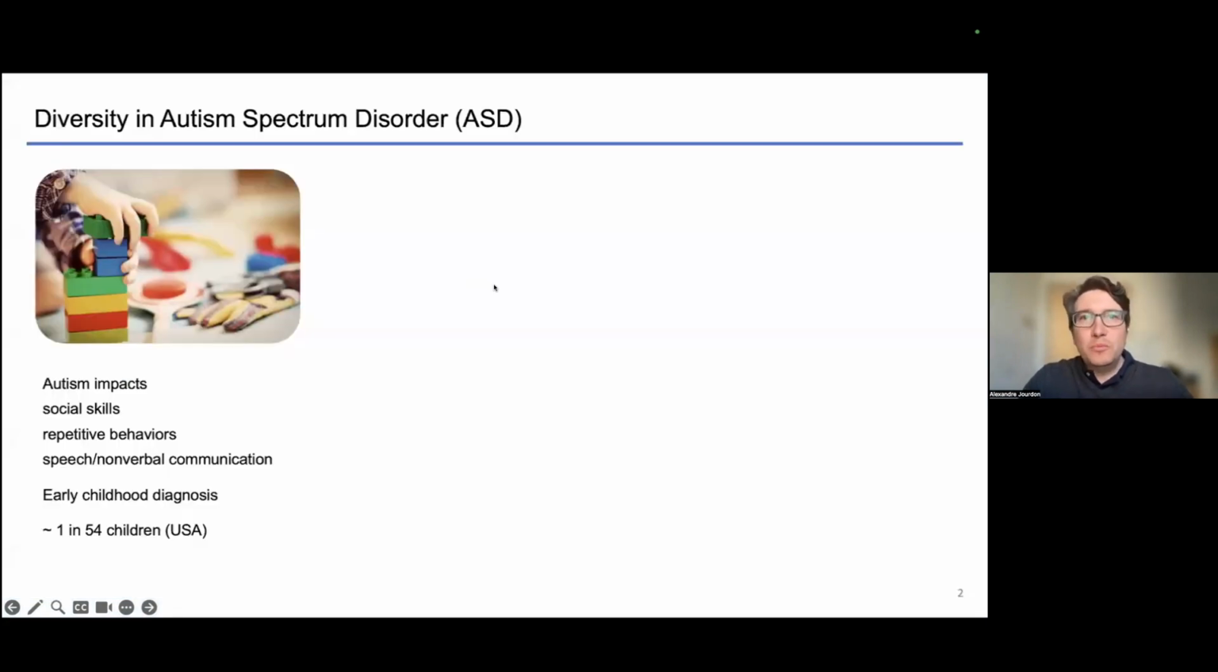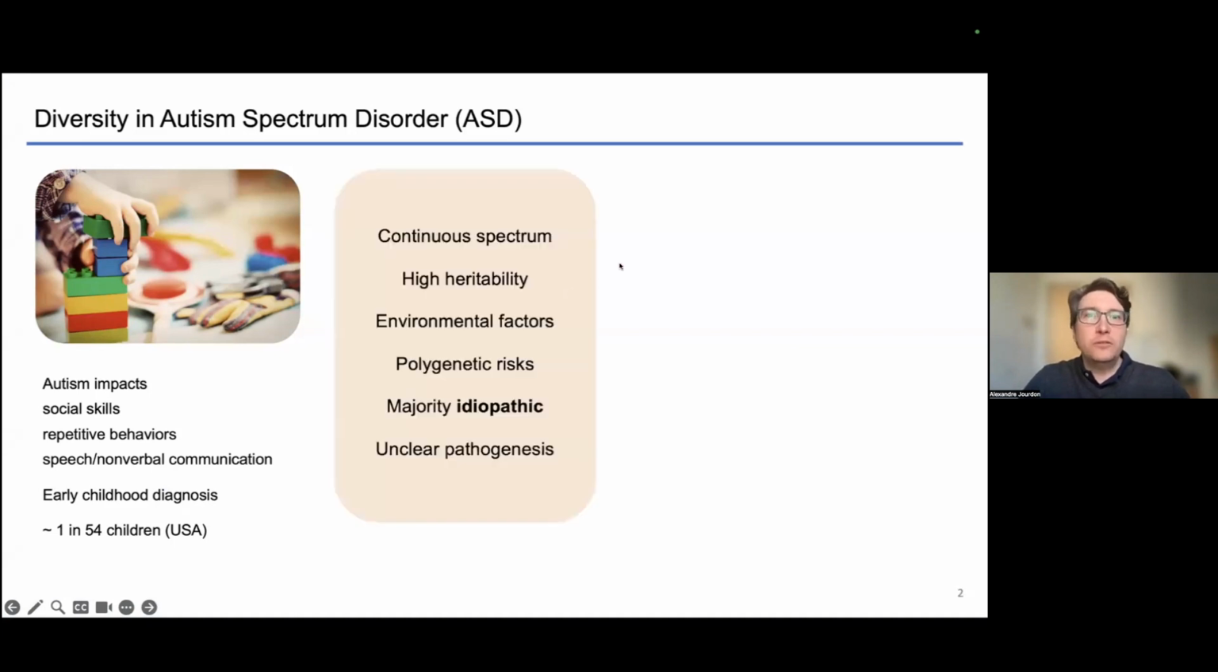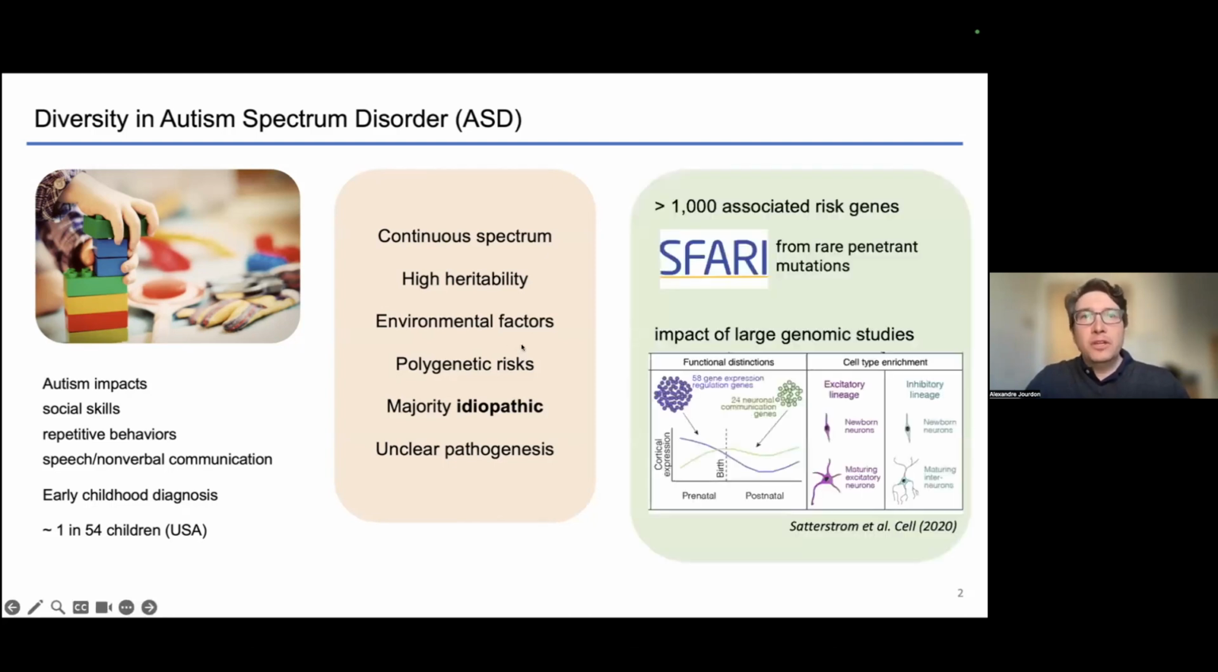As you probably know more than me, autism spectrum disorder is a disorder that is diagnosed during early childhood. What's really interesting is that the majority are idiopathic cases, where you don't really know which genes are actually causing the disease, and there's a polygenic risk and many unclear pathogeneses. But there is still light in this disease.